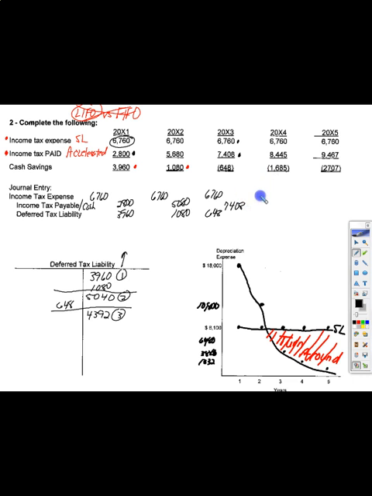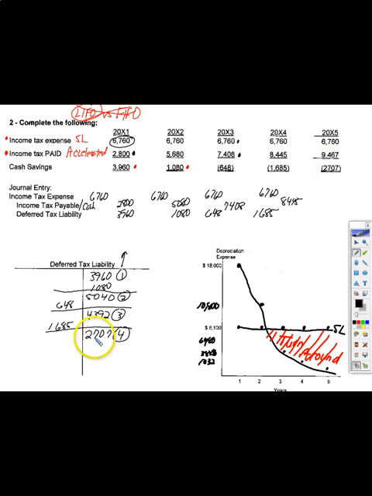And then you just keep doing that. So let's go ahead and finish this out. Post our debit of $1,685. And now we have a balance of $2,707 at the end of year four.